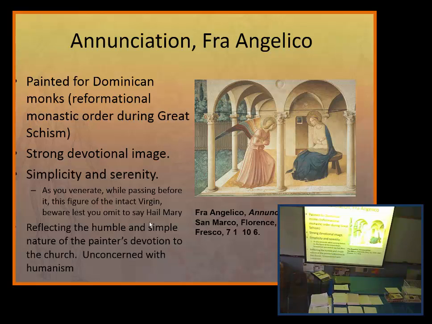Reflecting the humble and simple nature of the painter's devotion to the church. Unconcerned with the humanism we've been seeing with our other painters. Humanism being, again, the importance of the person or the human. In that case, it would be someone like Botticelli who would do humanistic works.